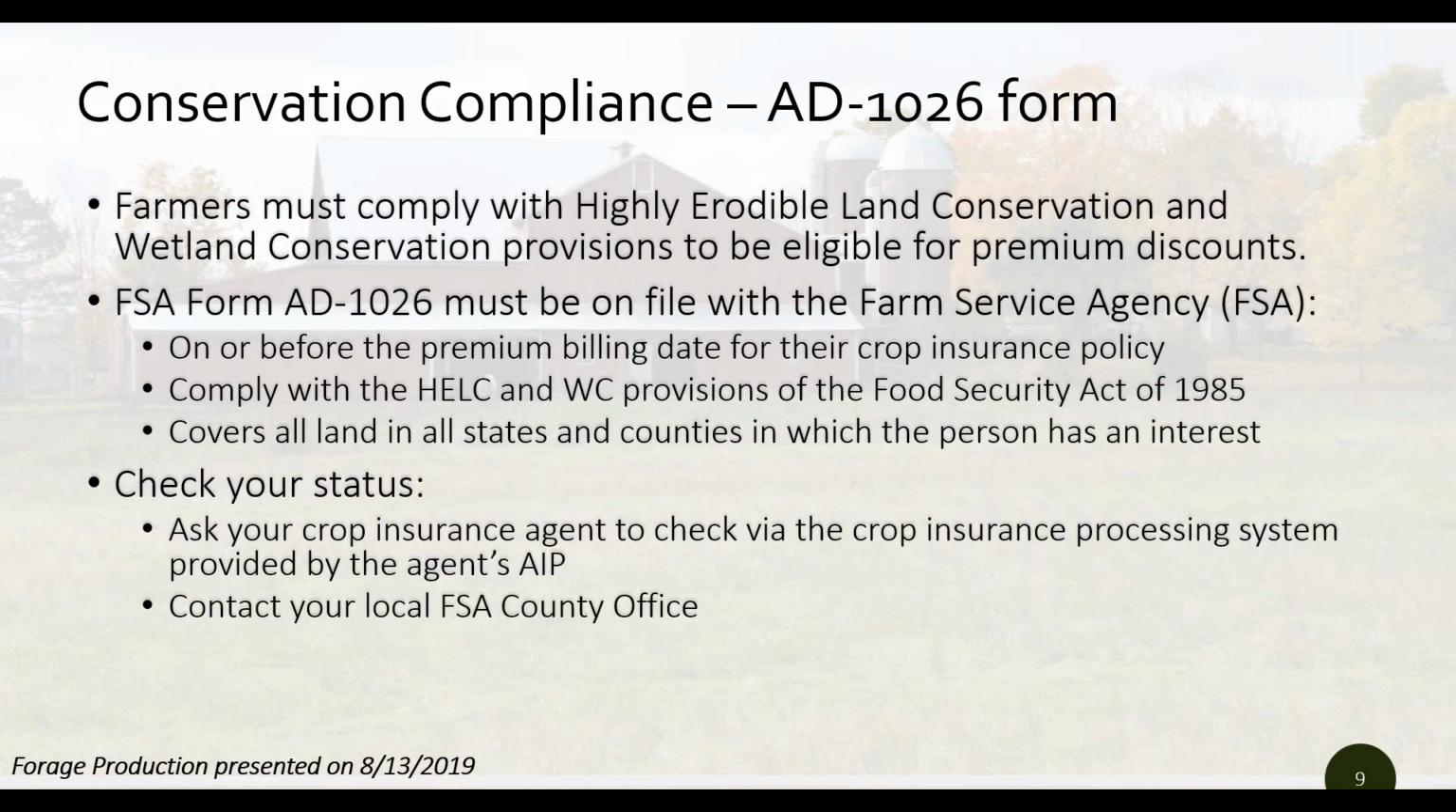You must comply with the highly erodible land conservation and wetland conservation, or WC, provisions of the Food Security Act, and it covers all land in all states and counties in which the person has an interest. You want to make sure to check your status, and your AIP's agent can help you with that. And because this is first and foremost an FSA program, it is ultimately your responsibility to find out your status.